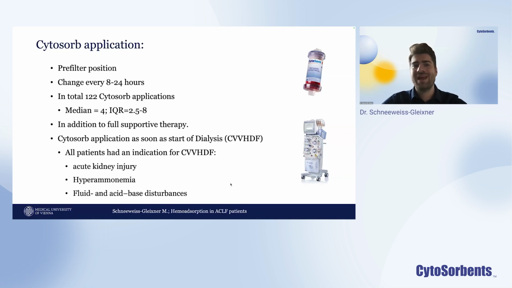The CytoSorb per se was used always in the pre-filter position when we did the dialysis. We changed the CytoSorb every 8 to 24 hours, depending on how high the laboratory values were. This was always an individual decision of the treating physicians at the ICU. In total, we used 122 CytoSorbs in these 21 patients, a median of 4 CytoSorb cartridges for every patient. The CytoSorb therapy was always in addition to the full supportive therapy according to EASL guidelines, and the CytoSorb application was started as soon as the dialysis cycle hung on the patient. And as I already mentioned, all patients had the indication for hemodialysis. This was either acute kidney injury, hyperammonemia, or fluid and acid-base disturbances.